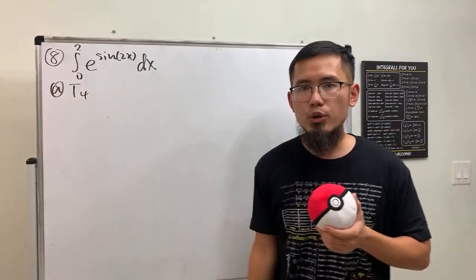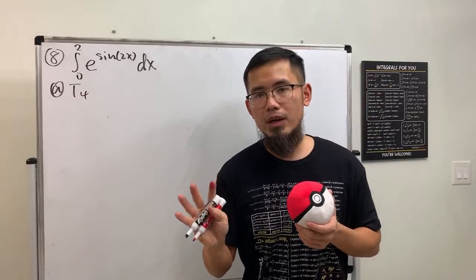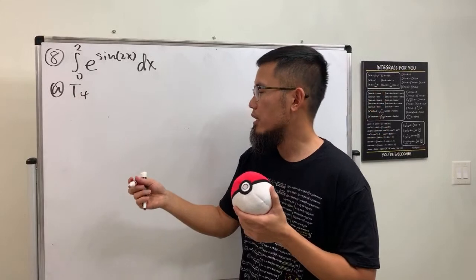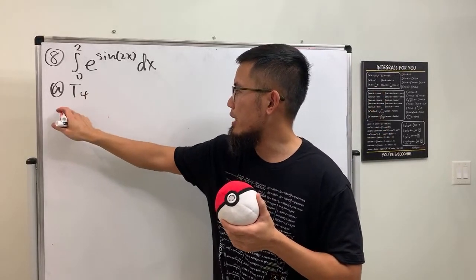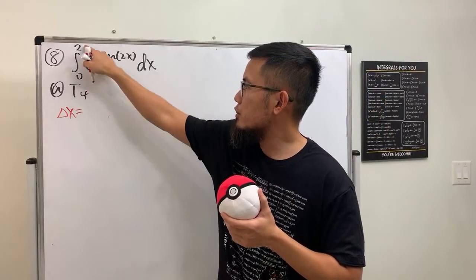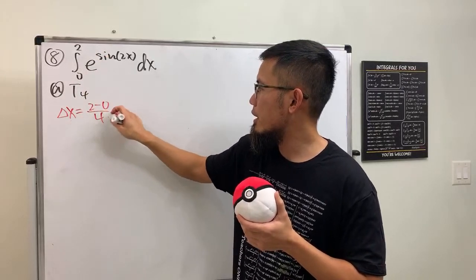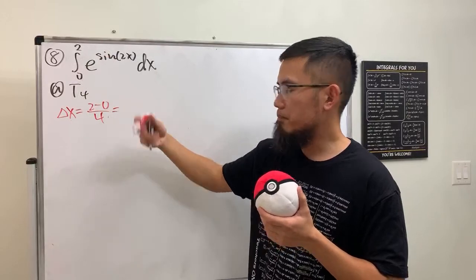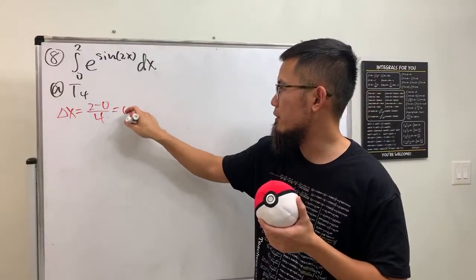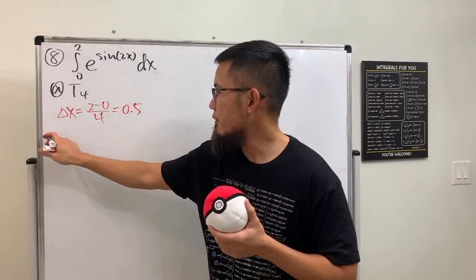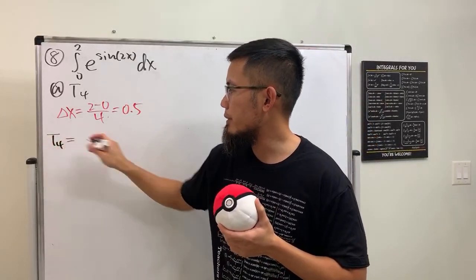Namely, the trapezoidal rule when n is equal to 4, right? The trapezoidal rule when n is equal to 4. So let's get to work. First off, let's compute delta x. It's just (2 minus 0) over 4. Work that out, you get 1/2. And if you prefer, let's use 0.5. Doesn't matter. And then I will tell you, T4 is equal to the following.